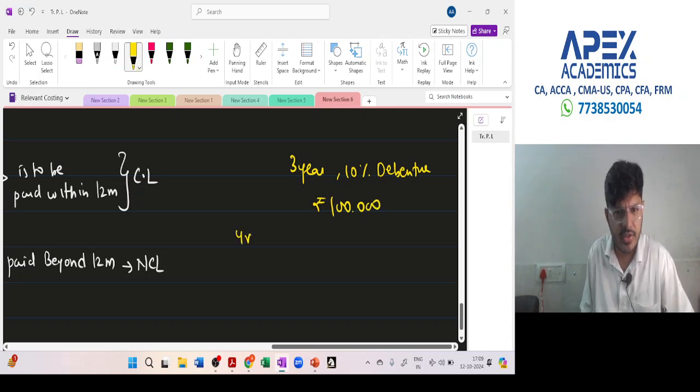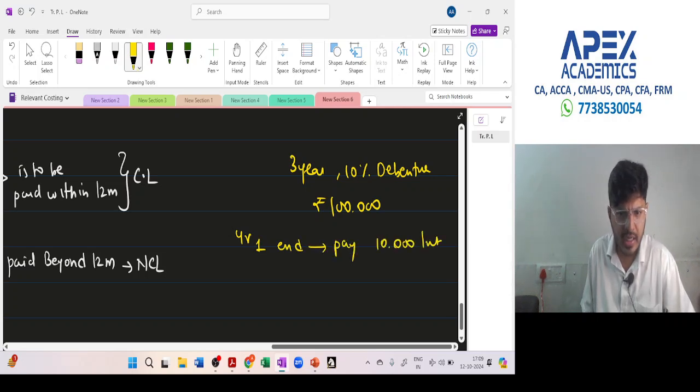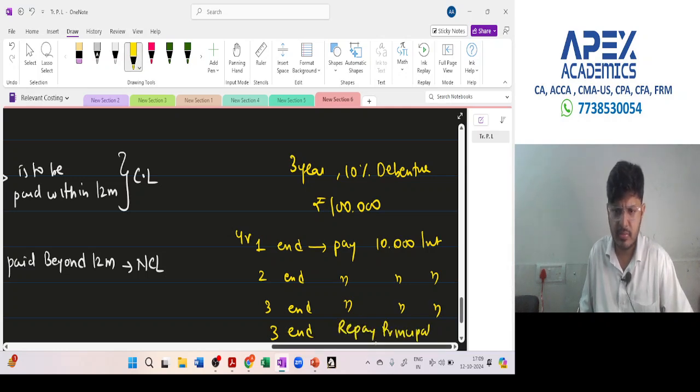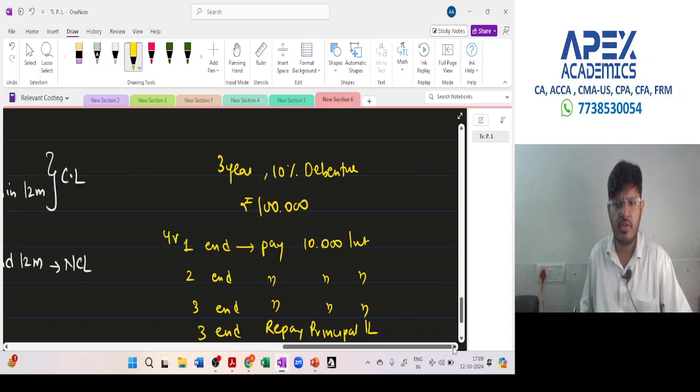So my dear friends, at year 1 end, I will pay 10,000 rupees as interest. At year 2 end, I will pay 10,000 rupees as interest. And at year 3 end, I will pay 10,000 rupees as interest. At year 3 end, I will repay principal 1 lakh. Now focus on this.